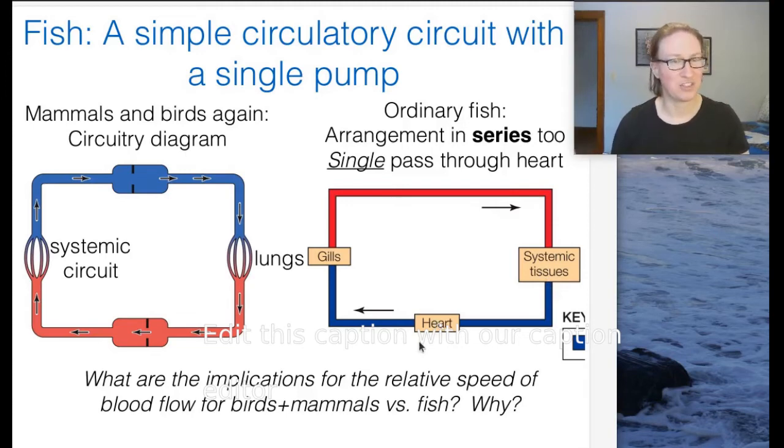So I think hopefully this shows you that the overall speed of blood through a fish's circulatory system is going to be a lot slower than the speed of blood moving through a mammalian or bird circulatory system, because there are two different opportunities to increase pressure in the system, in the mammalian system compared to in the fish system.